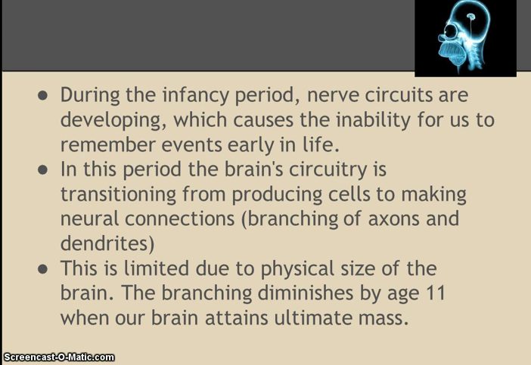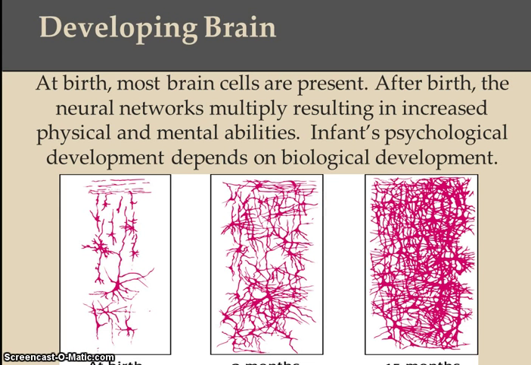During the infancy period, nerve circuits are developing. They cause the inability for us to remember events early in life. So most of our memories, remember that we don't remember very much before the age of 3.5. In this period, the brain circuitry is transitioning from producing cells to starting to make those neural connections, those pathways, the branching of the axons and the dendrites. This is limited due to the physical size of the brain. And you can see here what those neural connections start to really look like at birth, at 3 months, and then at 15 months.